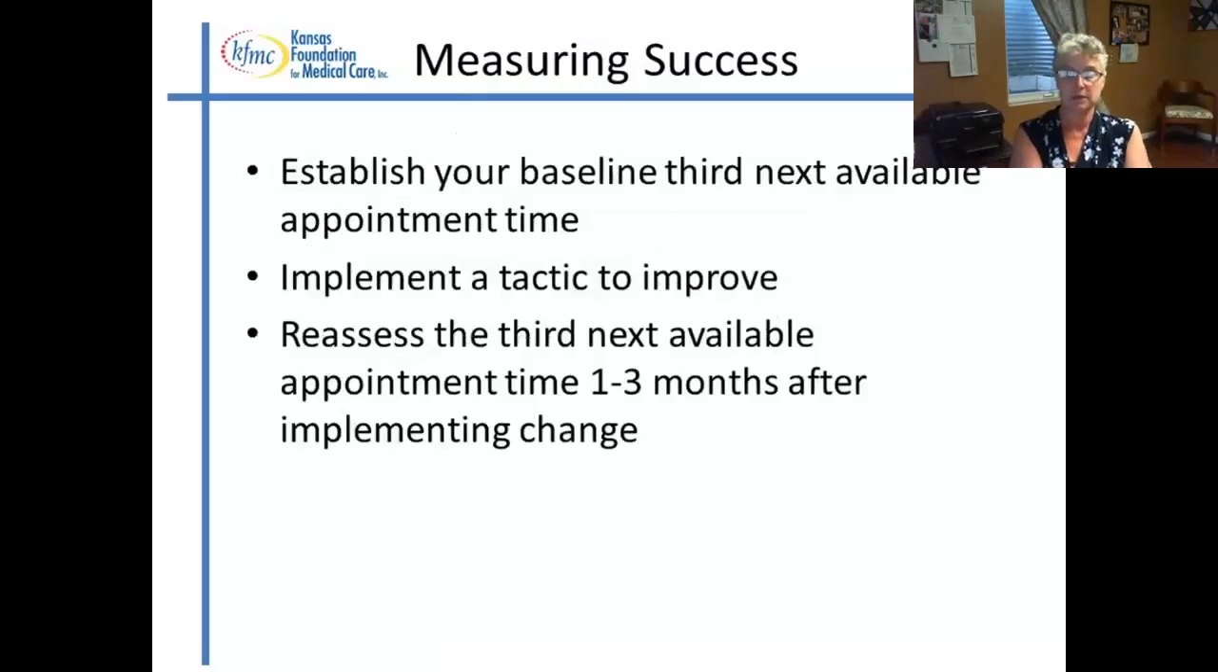As always, we want to measure success with any change. To measure success in this change, you first want to assess the third next available appointment time right now, using the instructions provided on the IHI website. Next, implement a change in your practice to reduce that time. Now, in a couple of months, reassess your third next available appointment time. Has it changed at all? If it hasn't, what can you do at your practice to shorten that time? What other interventions can you do?